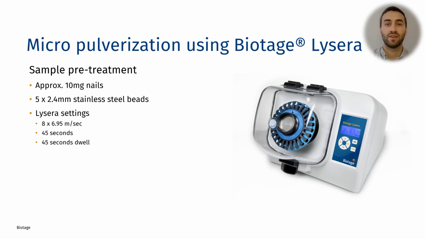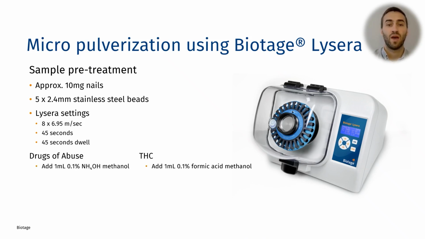The Lysera settings are customizable, so we can change the speed of the pulverization. For this we did 6.95 meters per second. We did it 8 times for 45 seconds with a 45-second dwell in between. The system allows for both dry and wet milling. In the case of nails, it's better to dry grind to a fine powder and then dilute for the drugs of abuse with a 0.1% ammonium hydroxide, and with the THC, a 0.1% formic acid solution. This was mixed and finally centrifuged.